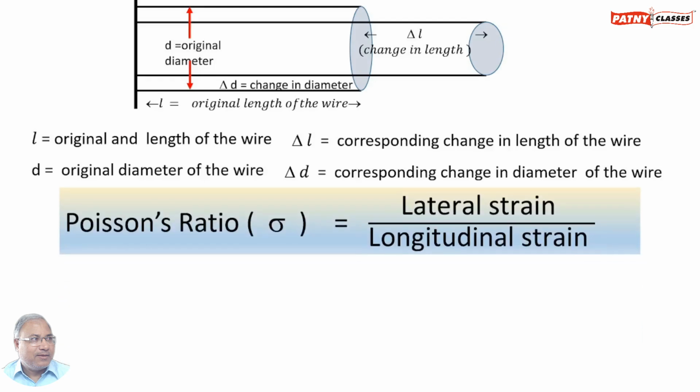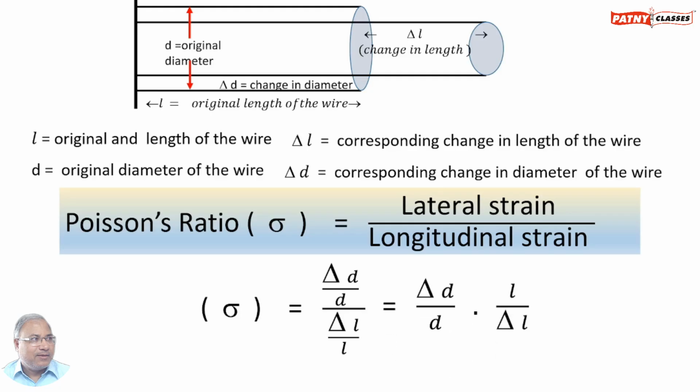Hence, Poisson's ratio equals lateral strain divided by longitudinal strain. Therefore, sigma equals (delta d upon d) divided by (delta L upon L), where delta d divided by d corresponds to lateral strain and delta L divided by L corresponds to longitudinal strain, which on further simplification gives (delta d divided by d) times (L divided by delta L). So this is the required expression for Poisson's ratio.